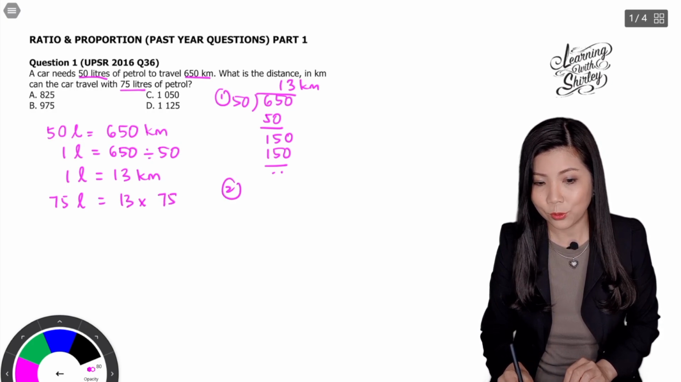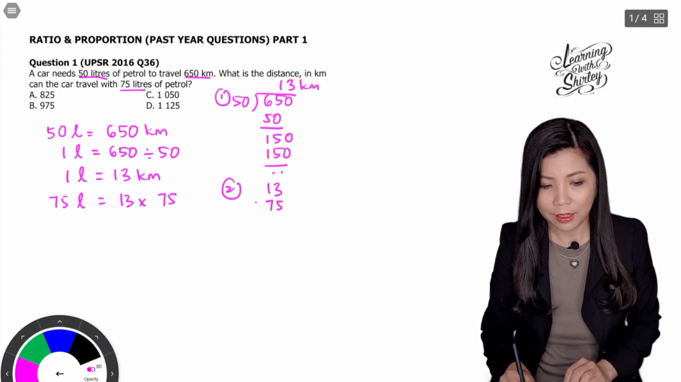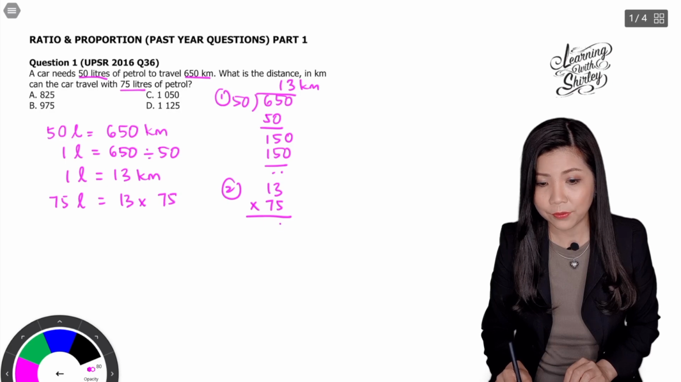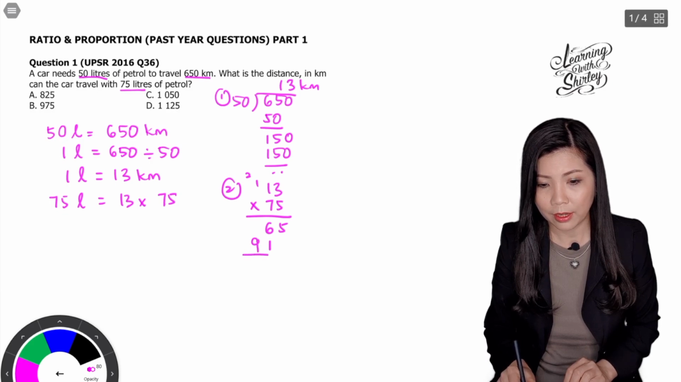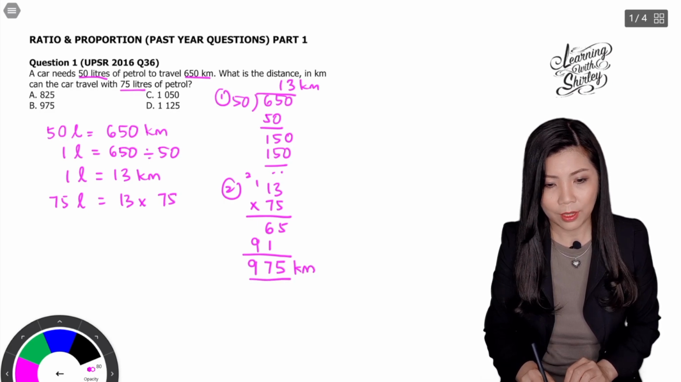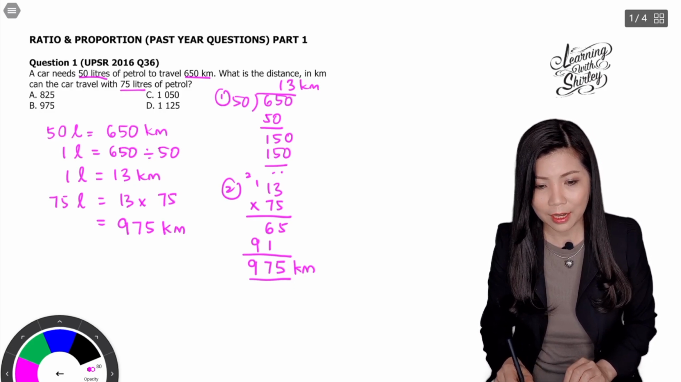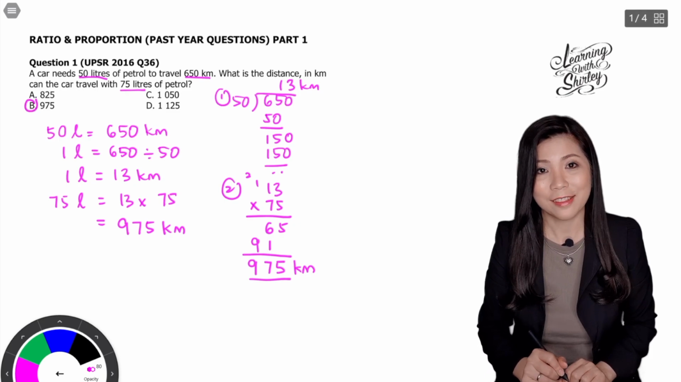So my second step is to times. So 13 times 75. So 5 times 3 is 15. 5 times 1 is 5 plus 1 is 6. And then after that 7 times 3 is 21. Then 7 times 1 is 7, plus 2 is 9. Then plus together, so we get 975 kilometers. Now we look at the options A, B, C, D, and the answer is B. That's the answer.